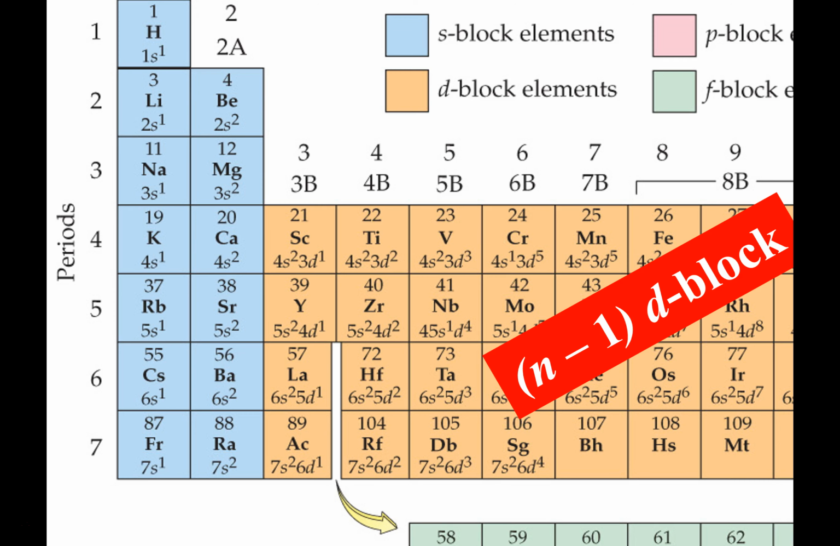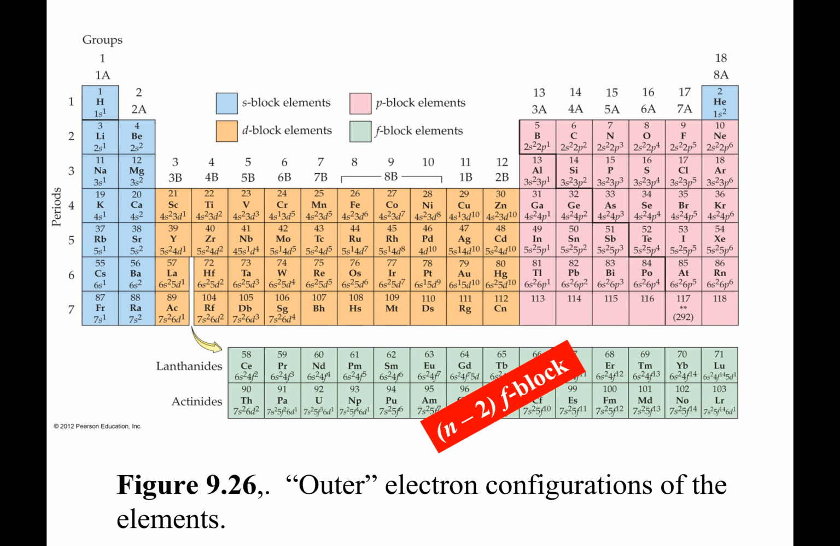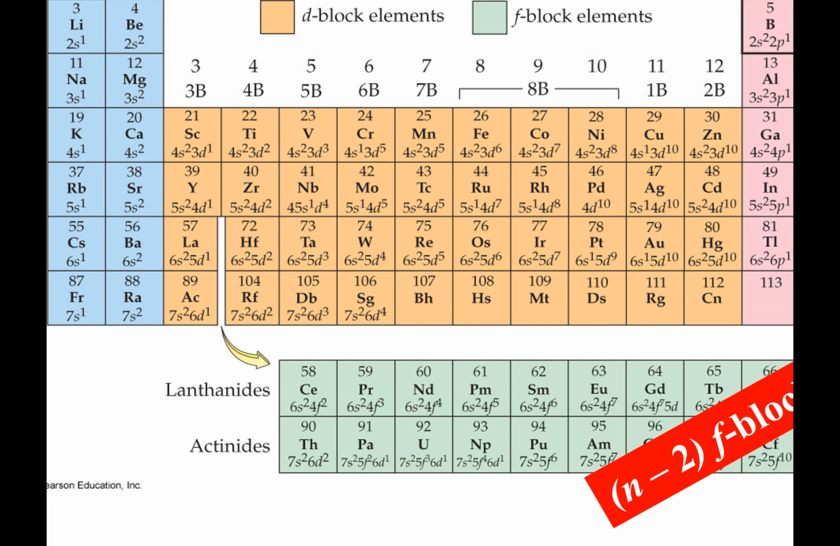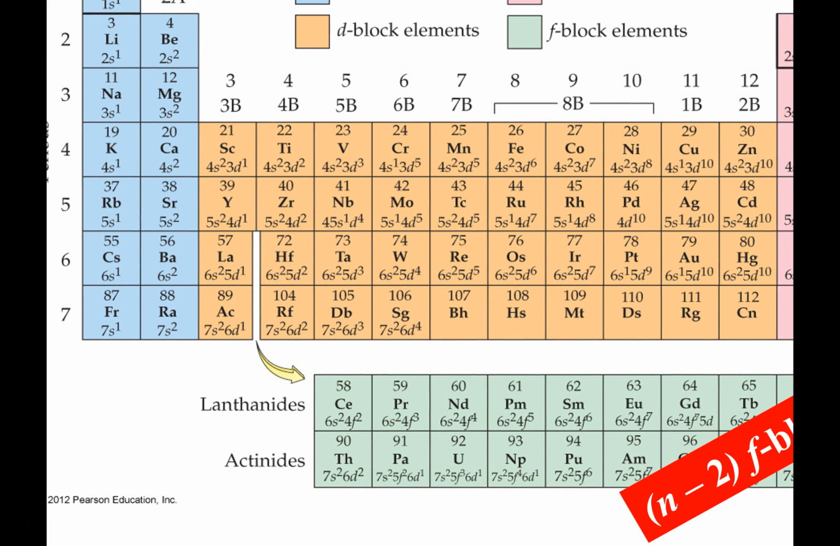And then the last block would be the F block. But it's not just any F block, it's N-2. For instance, if we're going through atomic number 55, 56, 57, and then we go 58, in other words, the lanthanide series is actually part of period 6. So 6 minus 2 is 4. So here we are actually adding 4F electrons.